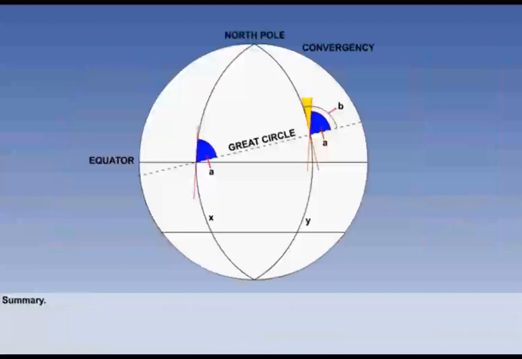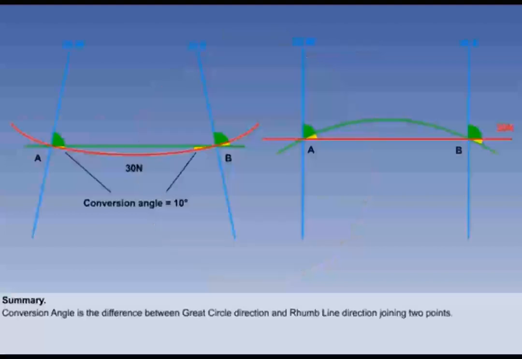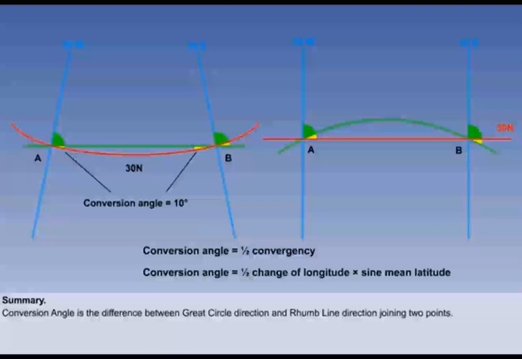Let's summarize what we've covered in this session. Convergency is the change in a great circle track. It does not involve the rhumb line. Conversion angle is the difference between great circle direction and rhumb line direction joining 2 points. Conversion angle is half convergency. Conversion angle is half the change of longitude times the sine of the mean latitude.